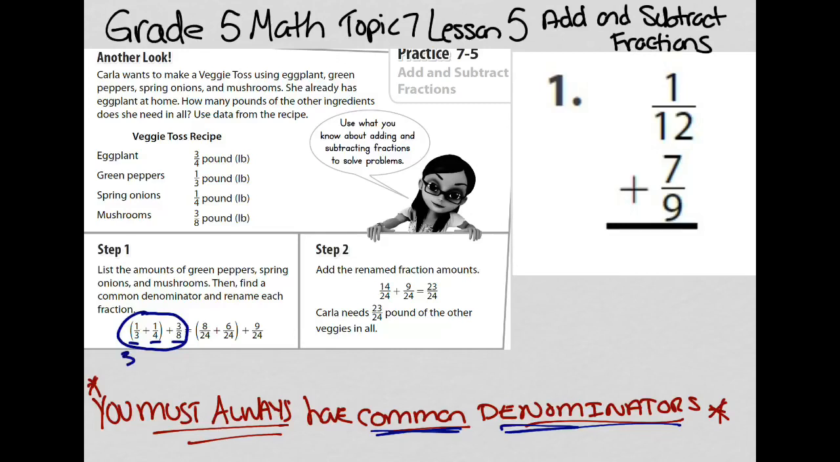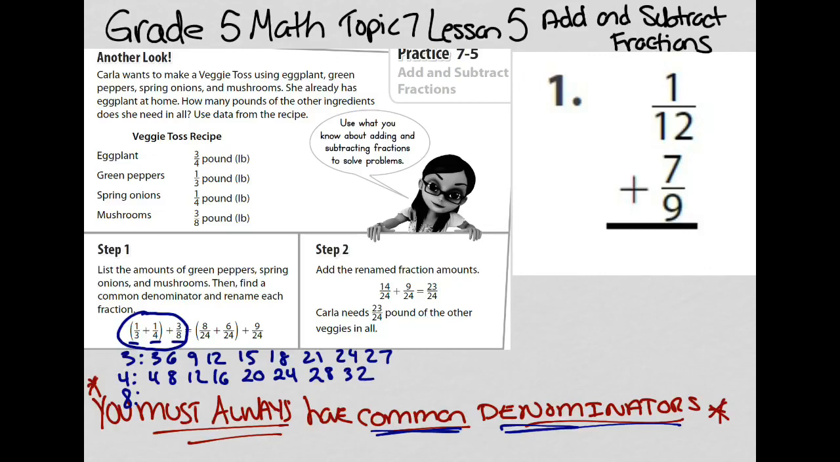So we have 3, 4, and 8. For 3, 4, and 8, I usually tell my kids to do the first 5 or 6 multiples of the number to see what they have in common. So I'll just list out some of the multiples for 3. 3, 6, 9, 12, 15, 18, 21, 24, 27. Now let's do 4. 4, 8, 12, 16, 20, 24, 28, 32.